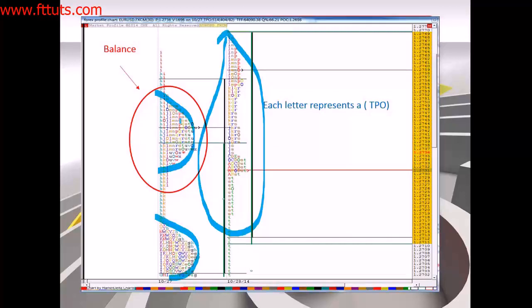Now, when the market is balanced, it tends to rotate around a certain price zone, and that means that there's acceptance here. There's a lot of trade that is going to take place in this particular area, and the market is continually fluctuating between a state of balance and imbalance. When it's imbalanced, it means that there are either more buyers than there are sellers, or vice versa, there are more sellers than there are buyers.